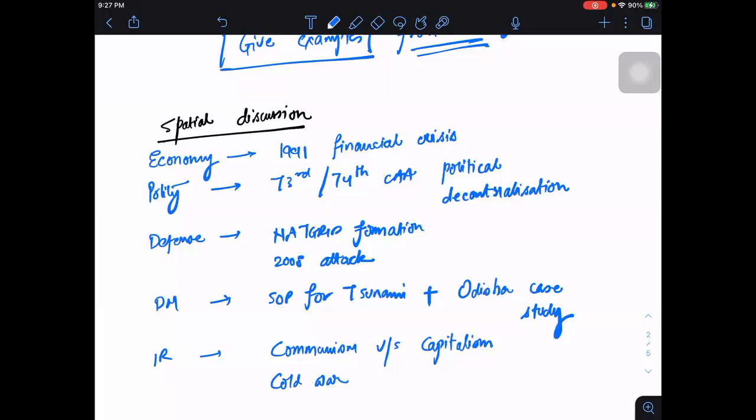In IR, the communism versus capitalism debate can be talked about. The Cold War situation can be included in the discussion, right? But this kind of discussion will eventually come out from your mind if you are very clear with the meaning of the statement, the meaning of the topic that you are picking, right?